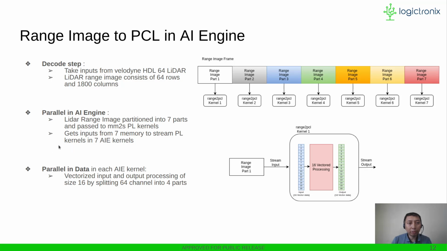Apart from this, the next level of parallelization is done at the data level. After receiving its partition input, each AI engine kernel also computes 16 vectored inputs, or 16 channels, at the same time, doing the vector computation and generating output for the 16 channels in a single run.